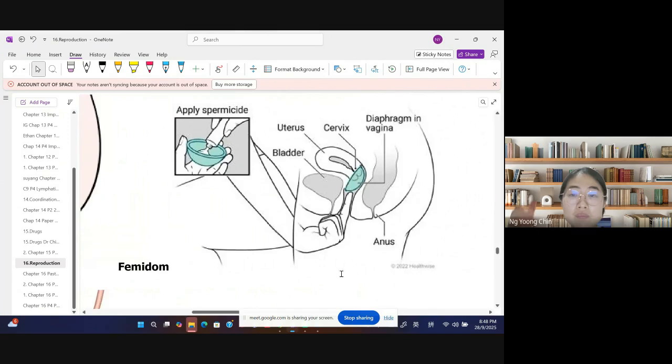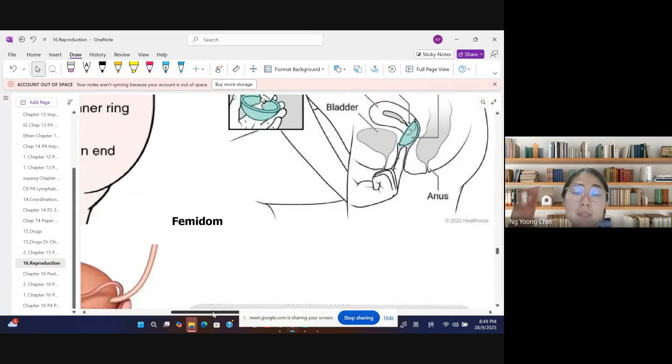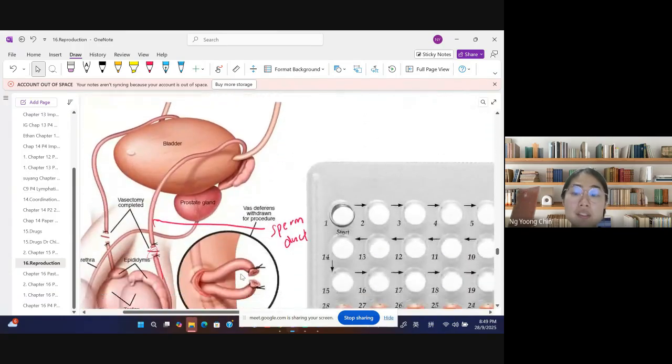Or sometimes they will use a diaphragm in the vagina. A diaphragm is just a small cup. On the diaphragm, they will put spermicide. Spermicide is a chemical substance that can kill the sperm. So if any sperm gets to this diaphragm, it will be killed by the spermicide, and they can prevent fertilization from happening.